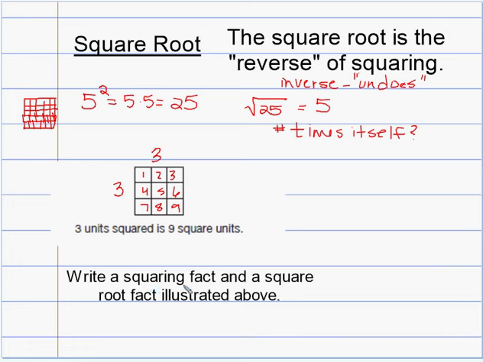Okay, so what this says, this is the type of example that you'll get, or the question that you'll be asked in your book. Write a squaring fact and a square root fact illustrated above. Okay, so you look at this and you say, well, how many rows were there? There were 3. And how many columns? 3. So that's 3 squared equals how many little boxes? 9. And then you just undo that with the square root fact. The square root fact would be the square root of 9. How many little boxes did you have? Equals, what's one of the side lengths?